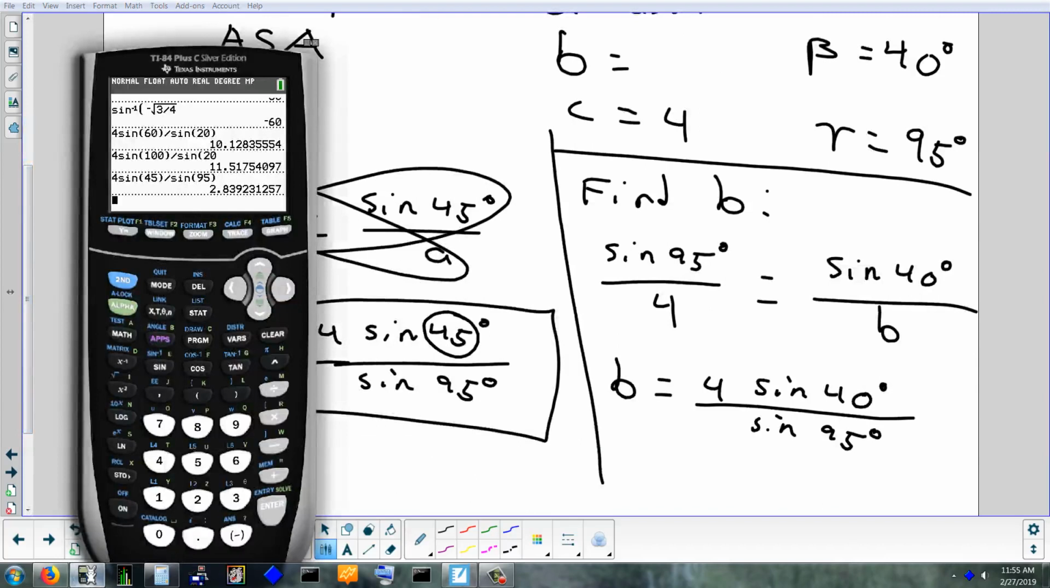And if you're typing in a calculation and all you had to do was change one number, if you press second, enter, it'll just bring up the last thing you typed in. And then you can just change the one number. I don't know if that's faster, but you can do that if you want. Okay. So 2.581.